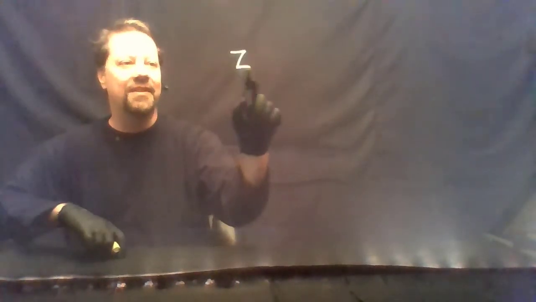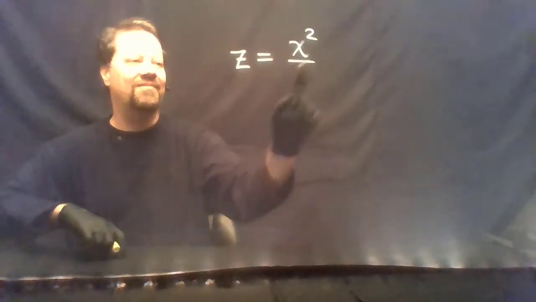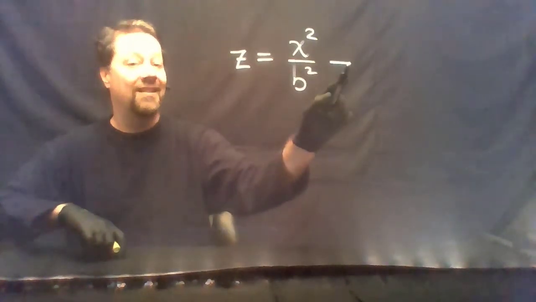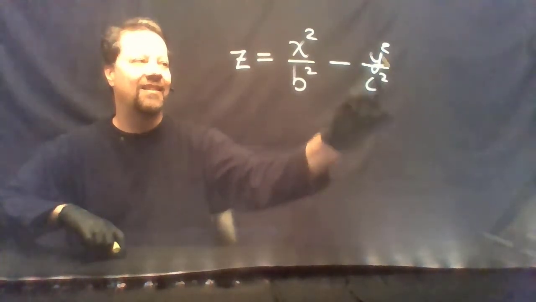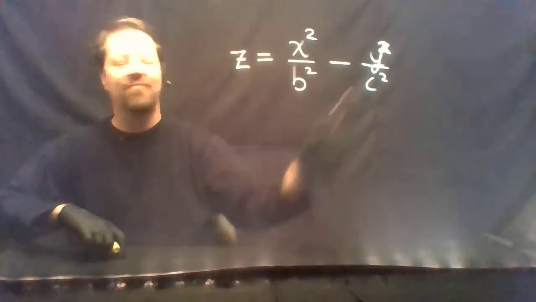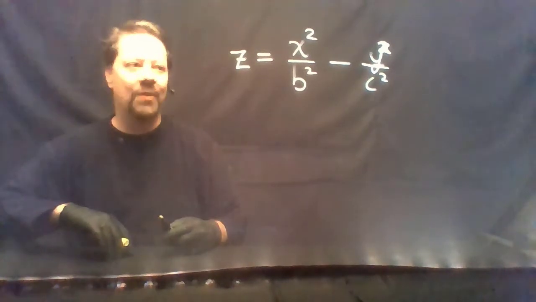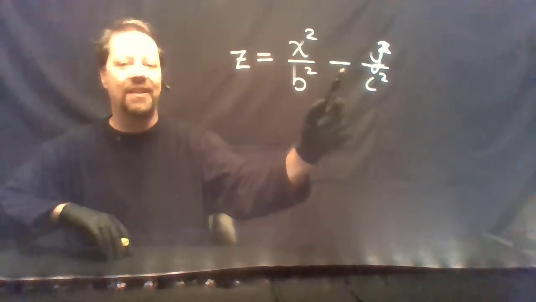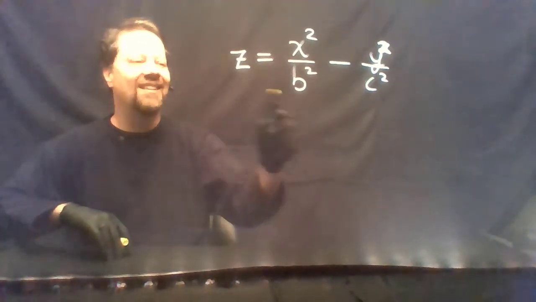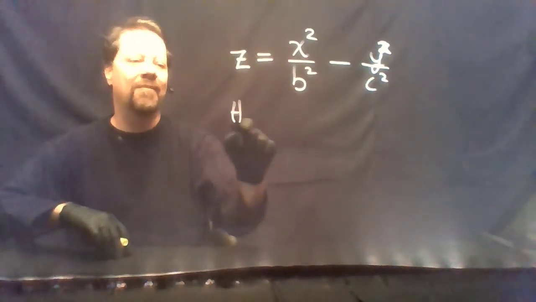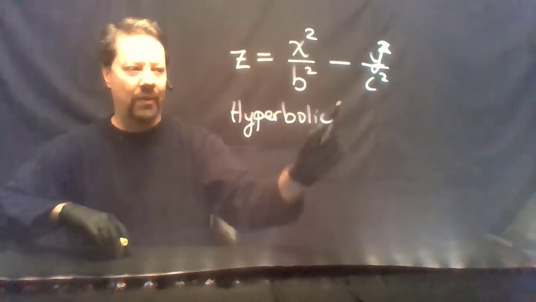Our next surface is similar to the elliptic paraboloid. The difference being this minus right here. And again, whichever term is degree 1, it doesn't matter which variable it is, and it doesn't matter which one of these gets a plus and which one gets a minus, just that one gets a plus and one gets a minus. This will give you what is called a hyperbolic paraboloid.